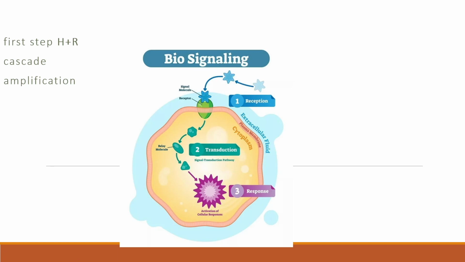When the target cell is exposed to a low concentration of hormone, in that case, the receptors can get upregulated, and the mechanism for upregulation of the receptor involves either the increased synthesis of the receptor molecules themselves or increased synthesis of the downstream signaling molecules.